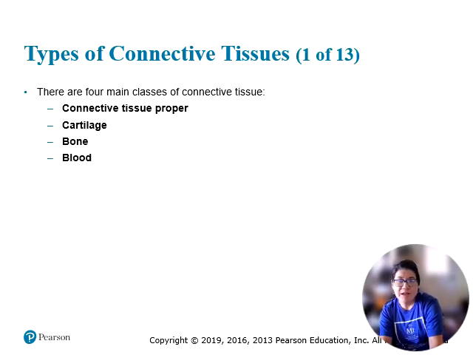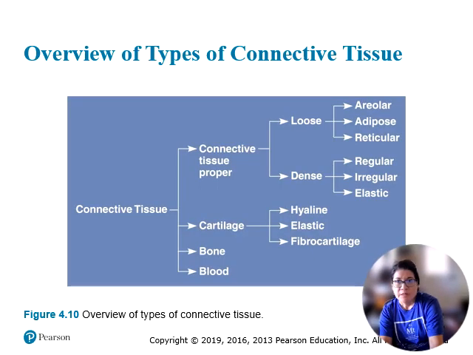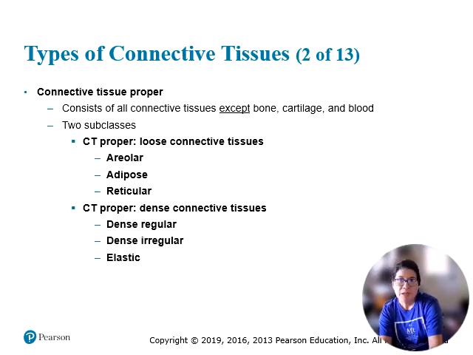Okay, so 4 main classes, like we said: connective tissue proper, cartilage, bone, and blood. And this is how they're categorized, which you saw in that other graphic. So you have loose and dense connective tissue, and these are the 3 types of each. And then you have cartilage, 3 types, bone, and blood. Okay, so connective tissue is everything except for bone, cartilage, and blood. And you've got those 6 types. The loose is areolar, adipose, reticular. Dense is dense, regular, irregular, and elastic.